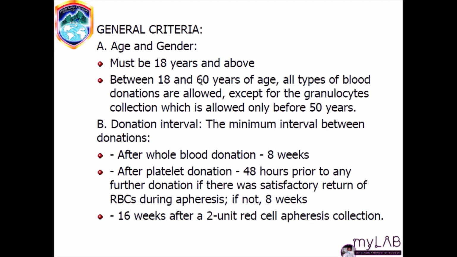Between 18 and 60 years of age, you can donate all types of blood. All types of blood donations are allowed, except if you want to donate granulocytes, and that you must at least be before 50 years. You can't do granulocytes for 60 years because these are white cells that are involved in immunity. So the older you get, of course, the less the quality.